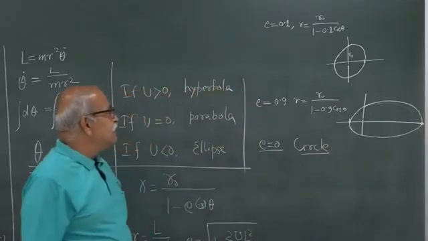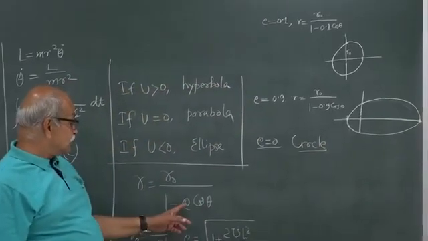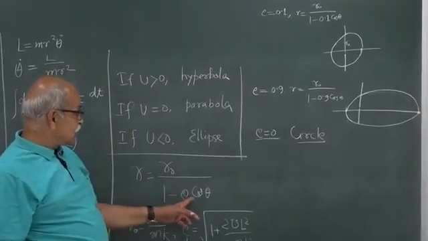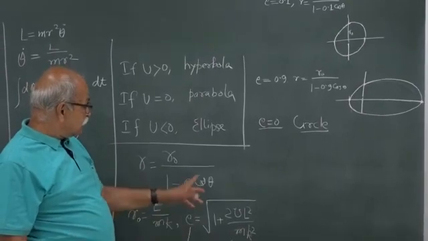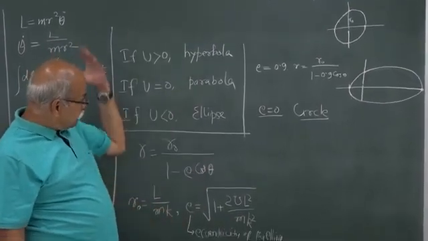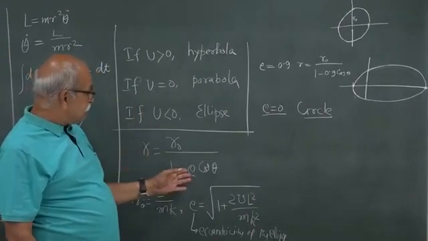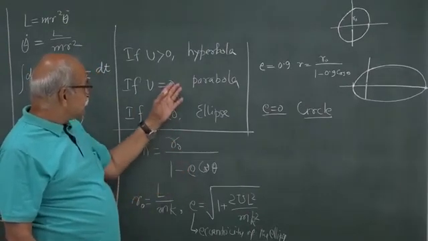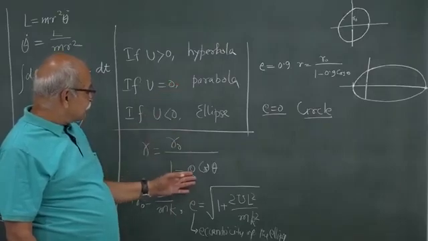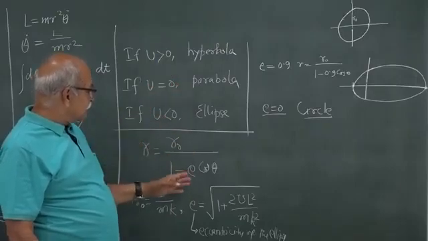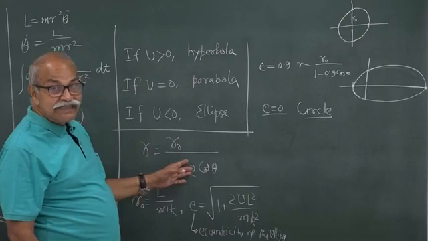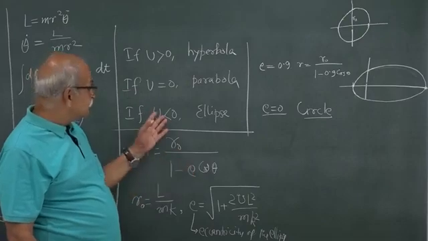And if E is equal to 1, then it is 1 minus cos theta, and somewhere it will blow up, go to infinity. So if E is equal to 1, then it is a parabola. If E is greater than 1, then it is a hyperbola. If E is less than 1, between 0 and 1, then you have an ellipse.